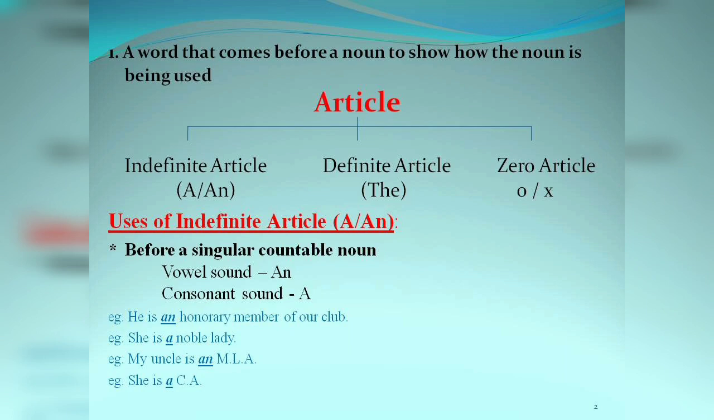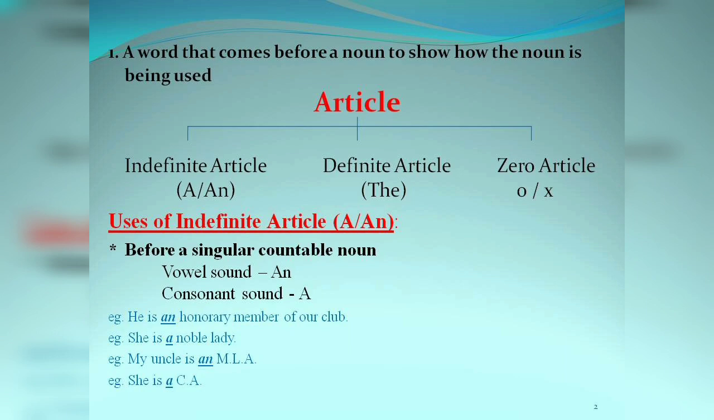Now, uses of the indefinite article, that is a or an. The first use is before a singular countable noun. Beta, you already know that a and an are the abbreviated form of one. So the noun before which you are going to use either of them must be singular. If the singular countable noun starts with a vowel sound, you must use an before it. And if it starts with a consonant sound, then use a.